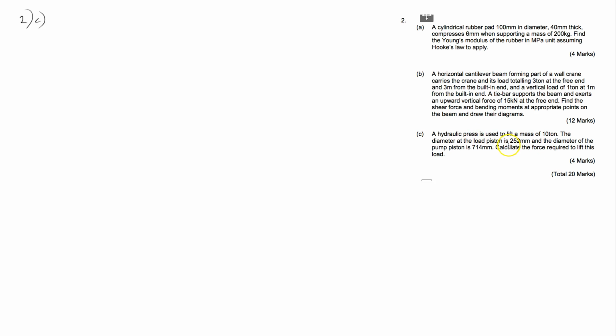So a hydraulic press is used to lift a mass of 10 ton. So we've got a small diameter and a large diameter piston. So let us sketch that now. It's a very small diameter, but never mind. Right, so I have my two pistons linked by a rudimentary pipe of some kind. We've got a master and slave cylinder in effect.